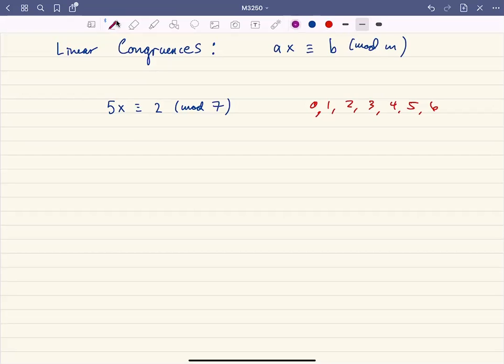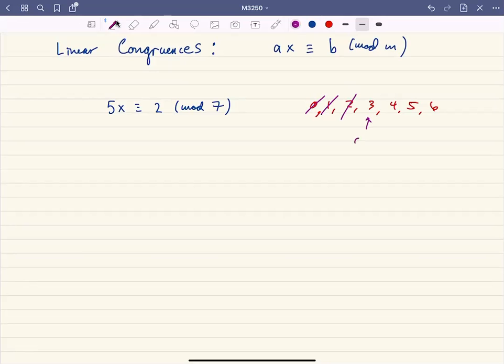You can check: when you plug in x equals 0, you get 5 times 0 is 0, so that's not congruent to 2 mod 7. 5 times 1 is 5, that's also not congruent to 2 mod 7. 5 times 2 is 10, and 10 mod 7 is 3, so that's not going to work. 5 times 3 is 15, and 15 mod 7 is 1. This one will be special.